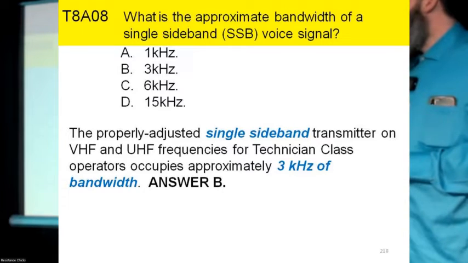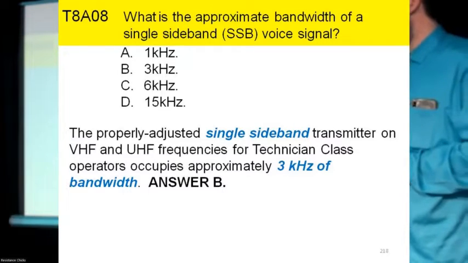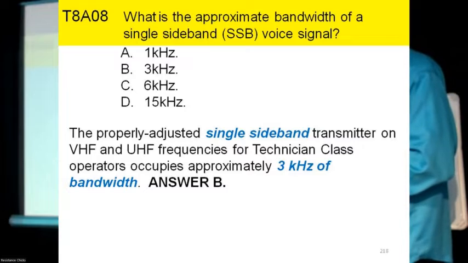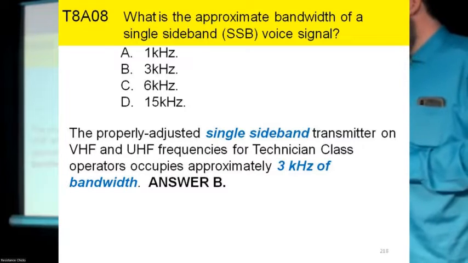What is the approximate bandwidth of a single sideband voice signal? The answer is 3 kilohertz.